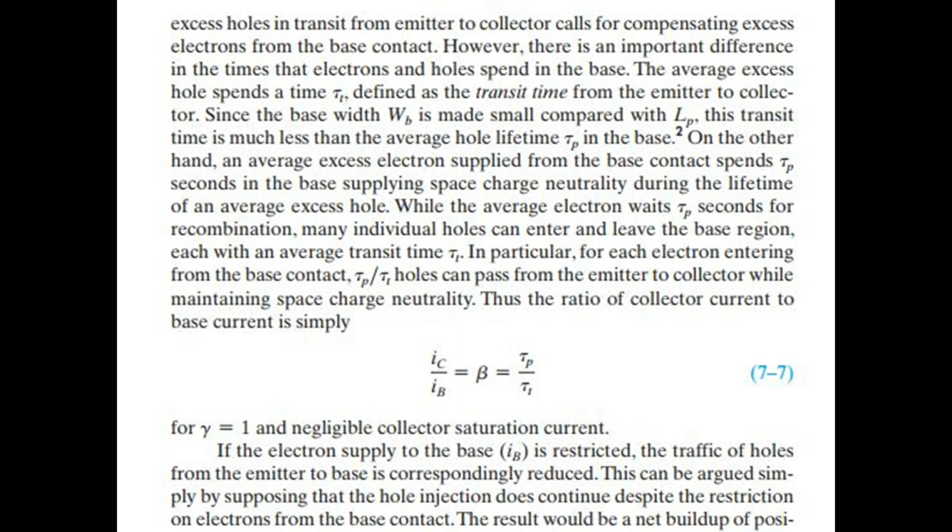However, there is an important difference in the times that electrons and holes spend in the base. The average excess hole spends a time Tt, defined as the transit time from the emitter to collector. Since the base width Wb is made small compared with Lp, this transit time is much less than the average hole lifetime Tp in the base. On the other hand, an average excess electron supplied from the base contact spends Tp seconds in the base, supplying space charge neutrality during the lifetime of an average excess hole.